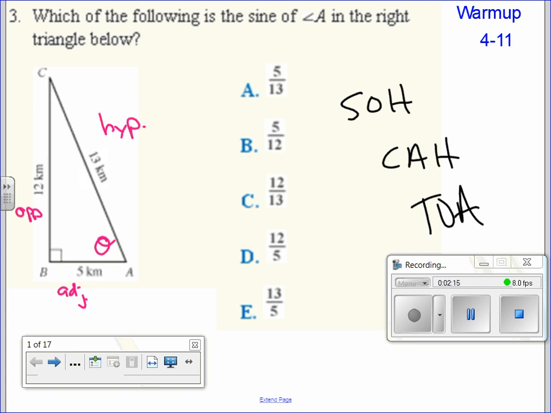So sine of angle A would be the opposite side over the hypotenuse side. The opposite side measures 12 kilometers, and the hypotenuse measures 13 kilometers. So what would we answer? C. Very good. So any questions on that?